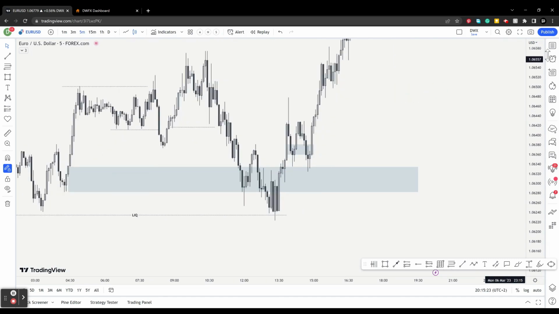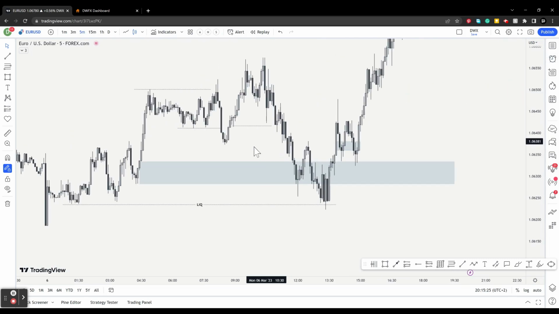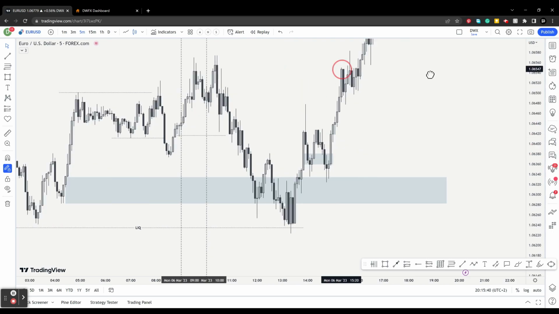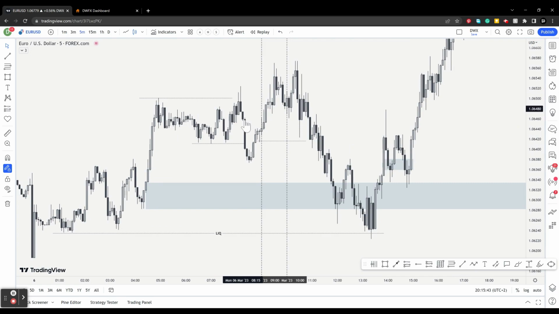On the 5 minutes, what we're going to do is just mark our session openings first. So here we have London session opening and Frankfurt open. Those are 2 times of sensitivity which we can be mindful of. So first of all, initially when we had this drop towards the downside, I was expecting price to maybe reach this area and then target the buy side liquidity above that high.